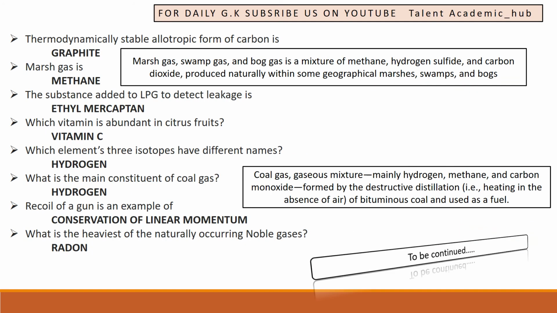The thermodynamically stable allotropic form of carbon is graphite. Marsh gas is methane. What is marsh gas? It is methane. Marsh gas, swamp gas and bog gas is a mixture of methane, hydrogen sulfide and carbon dioxide produced naturally within some geographical marshes, swamps and bogs.